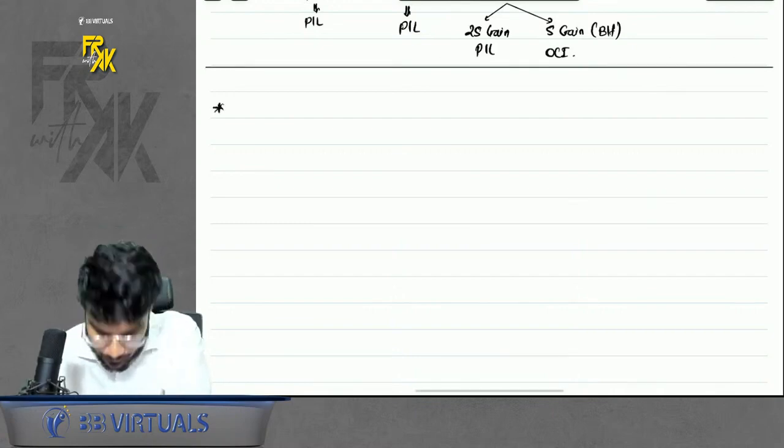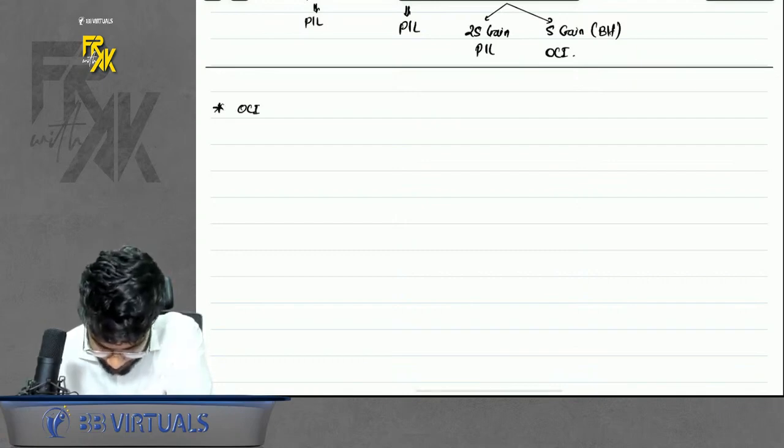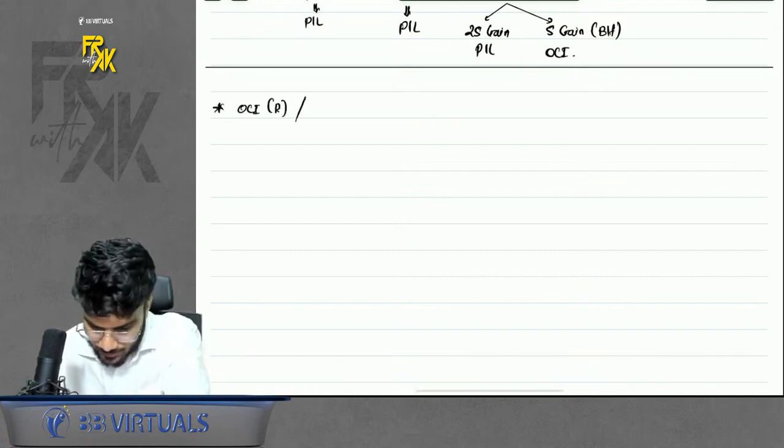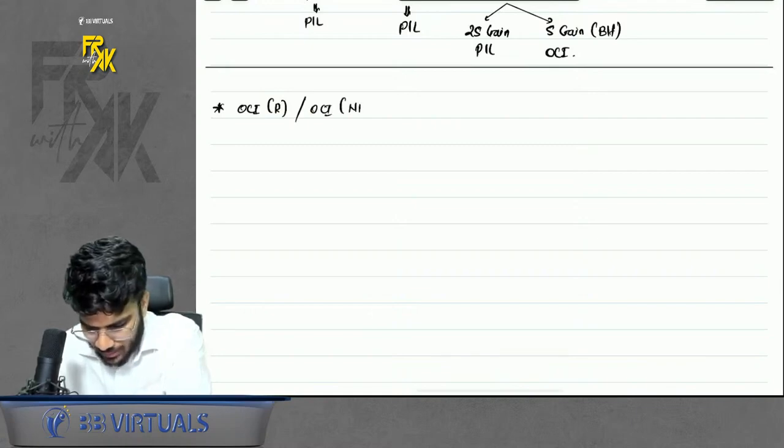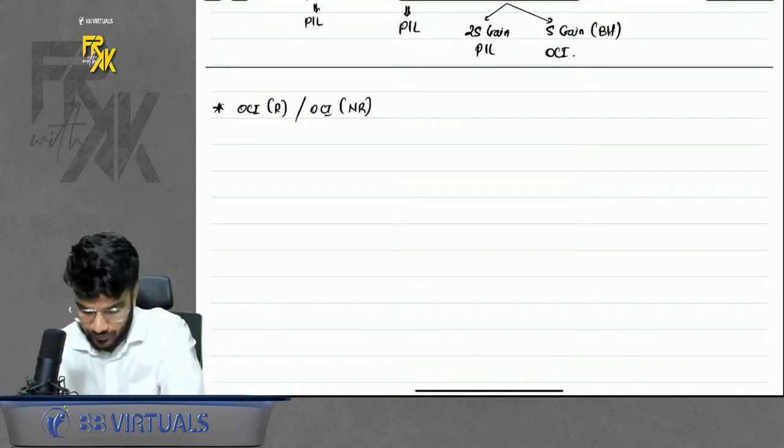Give the heading: OCI R / OCI NR. It is very simple, okay? Just try to understand the difference.